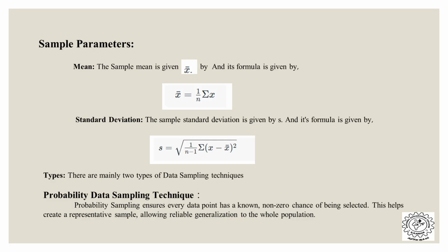Next, data sampling techniques. They are categorized into two different types: probability data sampling techniques and non-probability data sampling techniques. Probability sampling techniques ensure every data point has a known and non-zero chance of being selected. This helps create a representative sample, allowing reliable generalization to the whole population.